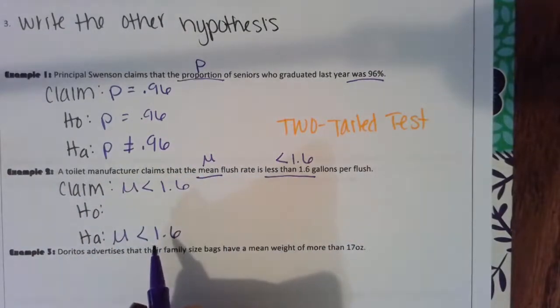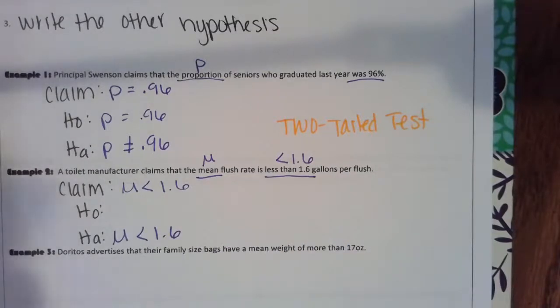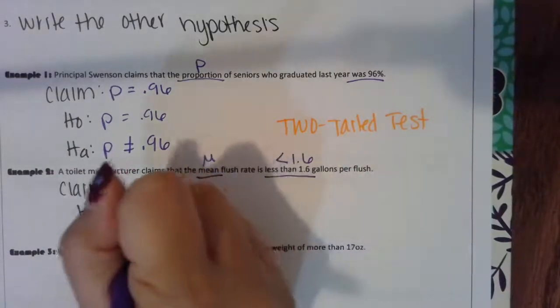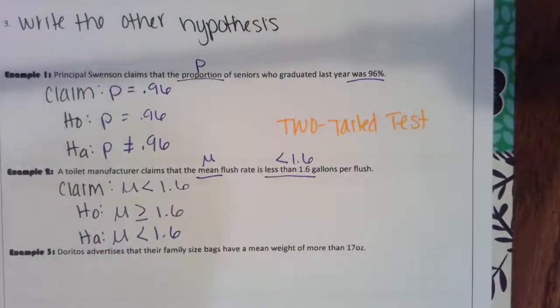And then what's the opposite of less than? I wrote it beforehand that the opposite of less than is actually going to be greater than or equal to. So we're going to be greater than or equal to 1.6. Alright, so we stated both our null hypothesis and our alternative hypothesis.